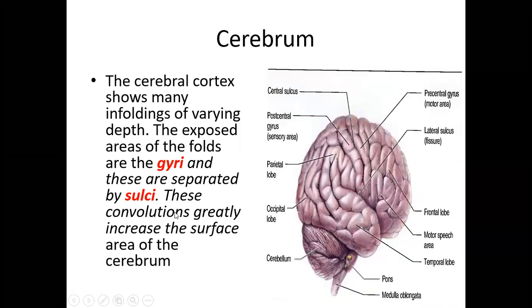So this groove is called sulci, and this elevated part is called the gyri. These convolutions greatly increase the surface area of the cerebrum. Why is it present like this? Why not a smooth area? Because it will increase the surface area many times. That's why it is showing a lot of convolutions and elevations. Elevations are called gyri, and the depressions are called sulci.